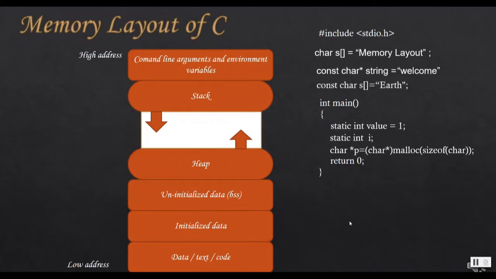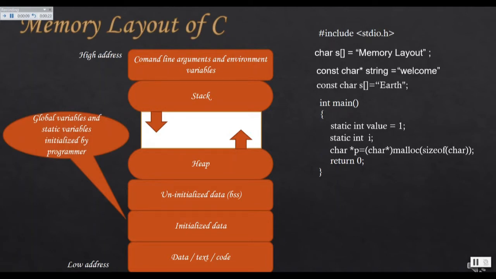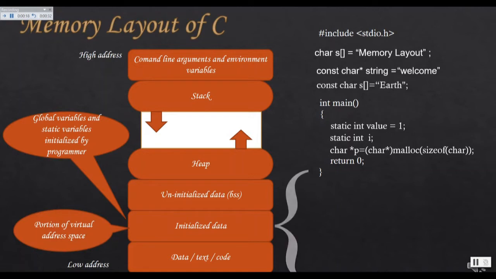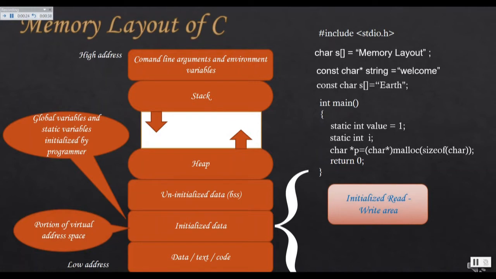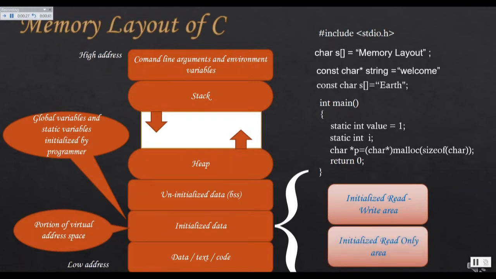Let's start with the initialized data. This initialized data mostly holds global variables and static variables which are initialized by the programmer. It is also known as a portion of the virtual address space. Initialized data is further divided into two subcategories: the initialized read-write area and the initialized read-only area. Based on how we declare or initialize our variable, or the way we use it, that determines where our variables go inside this initialized data. So let's see one by one.